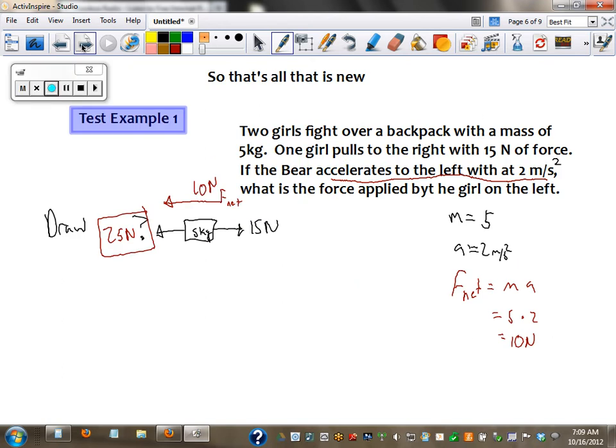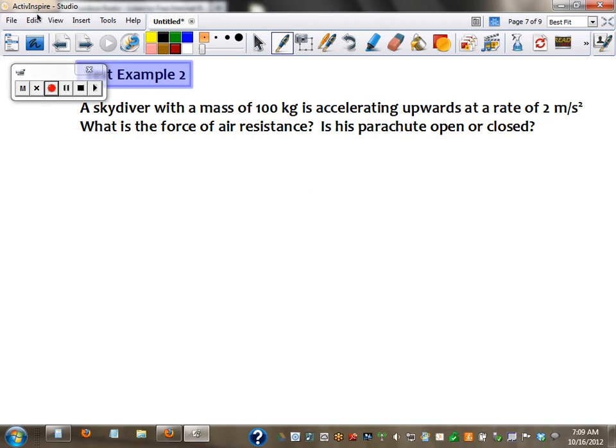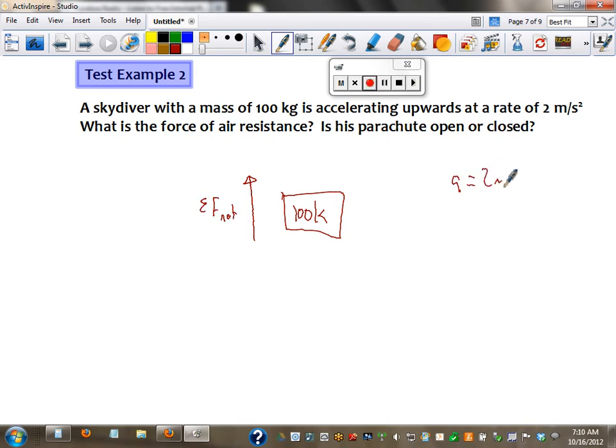So I walked you through that one. So, draw this one. There's a trick here. Can you spot it? Skydiver with a mass of 100 kilograms, accelerating upwards. So that's the direction of our net force. Acceleration equals 2 meters per second squared. What's the force of air resistance?